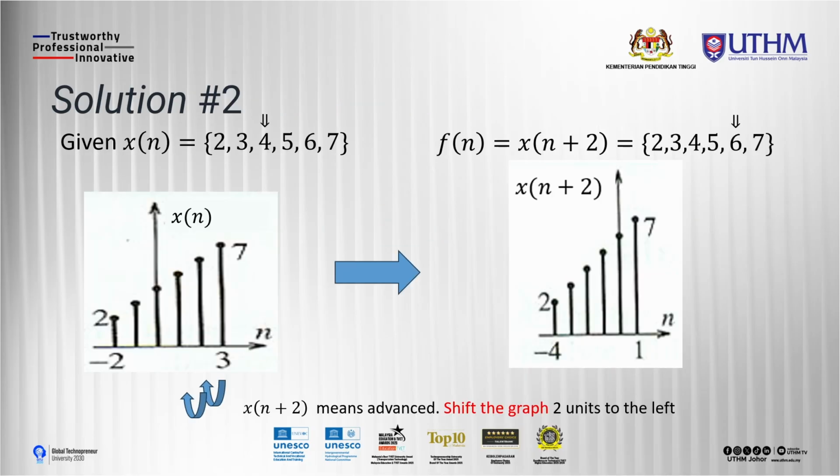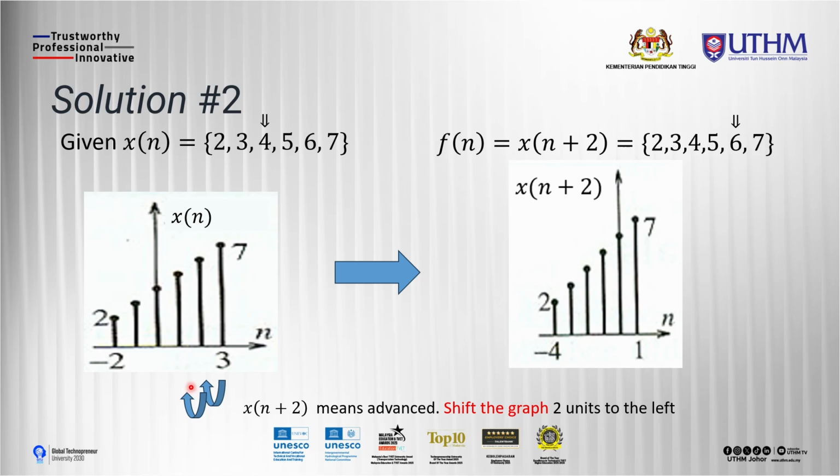Second question, f[n] equal to x[n plus 2]. So this n plus 2 means advance. So shift the graph 2 units to the left. So this is the graph, 2 units to the left. I can start from the rightmost value, which is n equal to 3, 2 units to the left. So I shift 1, shift 2.